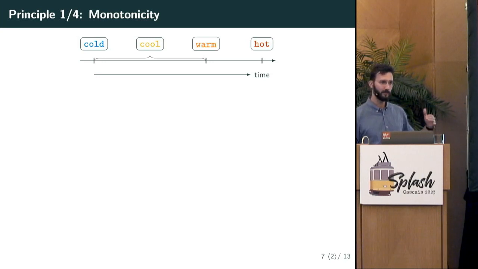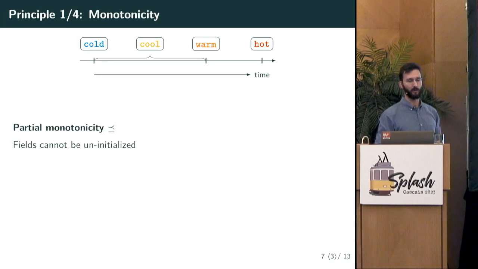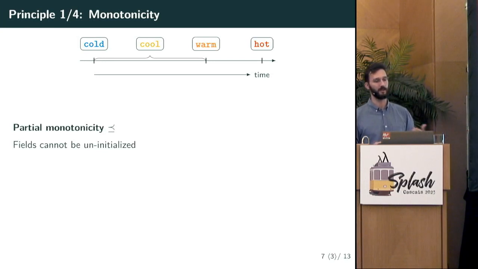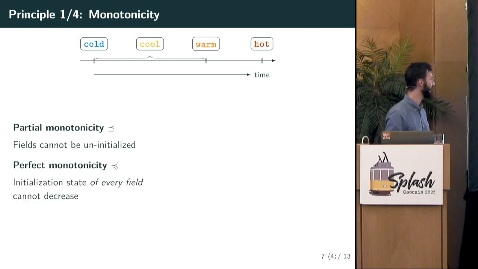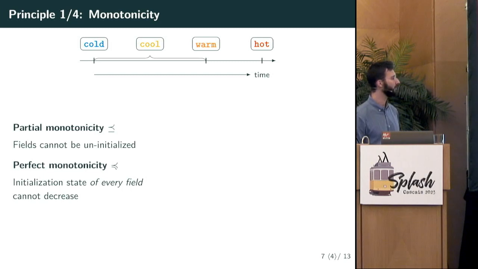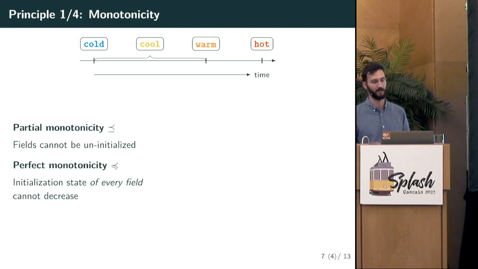You can enforce several granularities of monotonicity. One is partial monotonicity, where you disallow the uninitialization of fields. But for soundness, we need a stronger notion, which is called perfect monotonicity. Because if you disallow uninitialization, it will prevent a warm object from getting cooler, but you can still have a hot object that gets warm because you put a cold object inside one of its fields without deinitializing it.